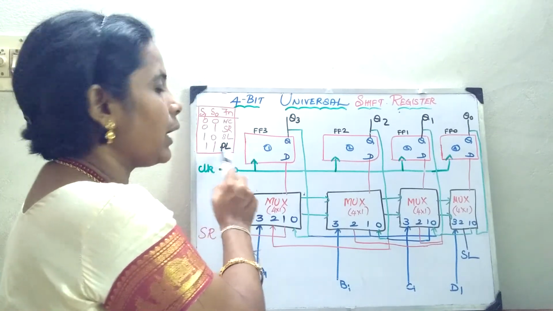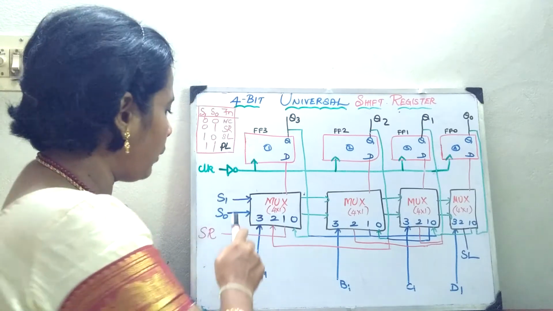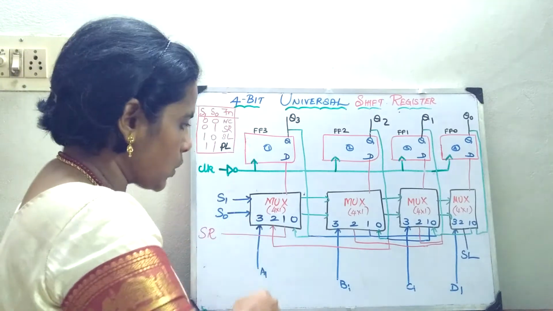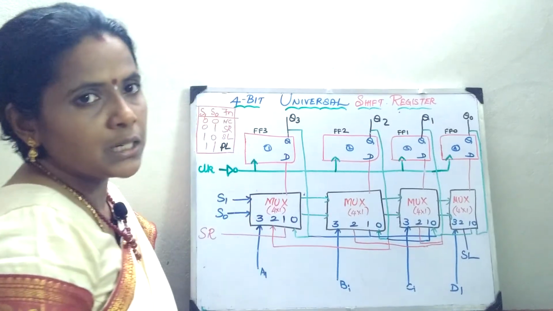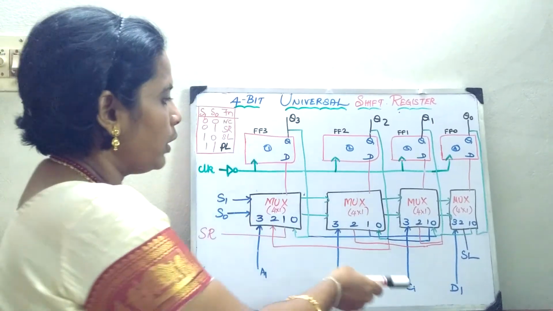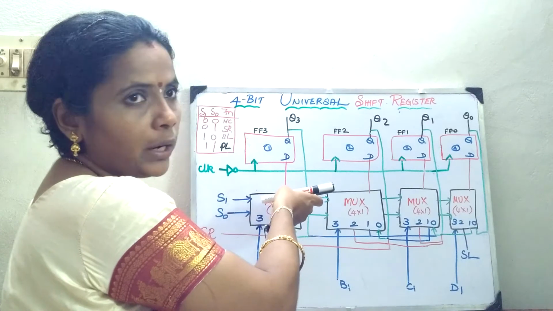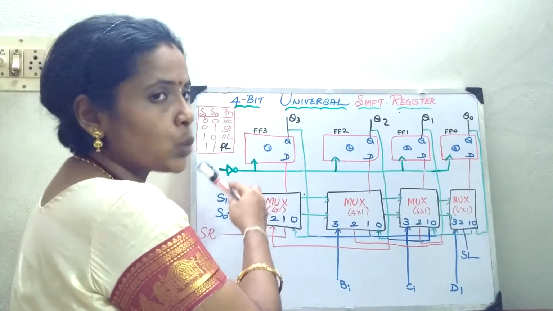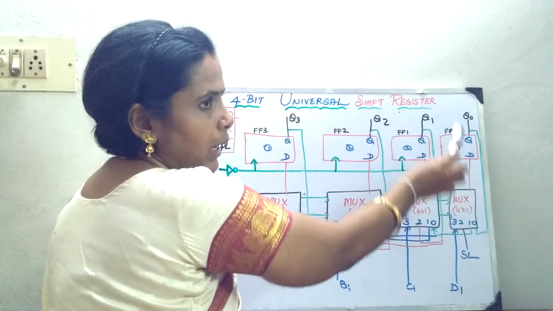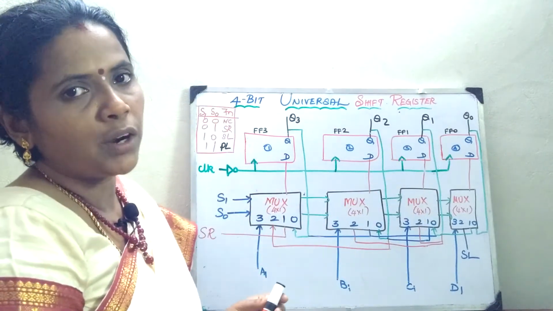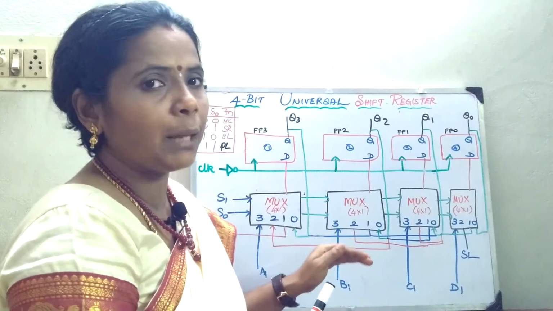What is the last condition remaining? 1, 1 means parallel load capacity. Whenever I give 1, 1, all the inputs at 3 are going to be parallelly shifted in. When the next clock pulse is given, the data is going to be sent out parallelly. Thus all the 4 functions are done in the same kit.